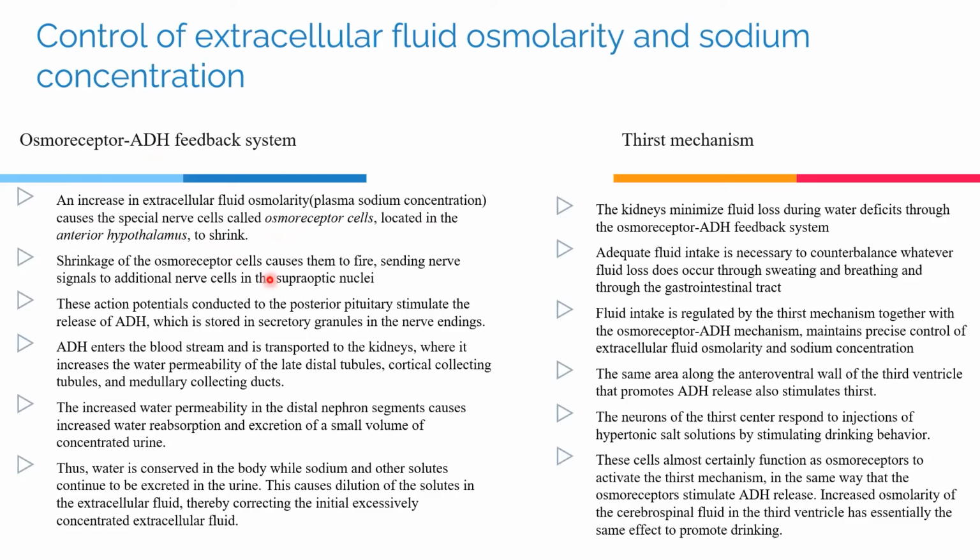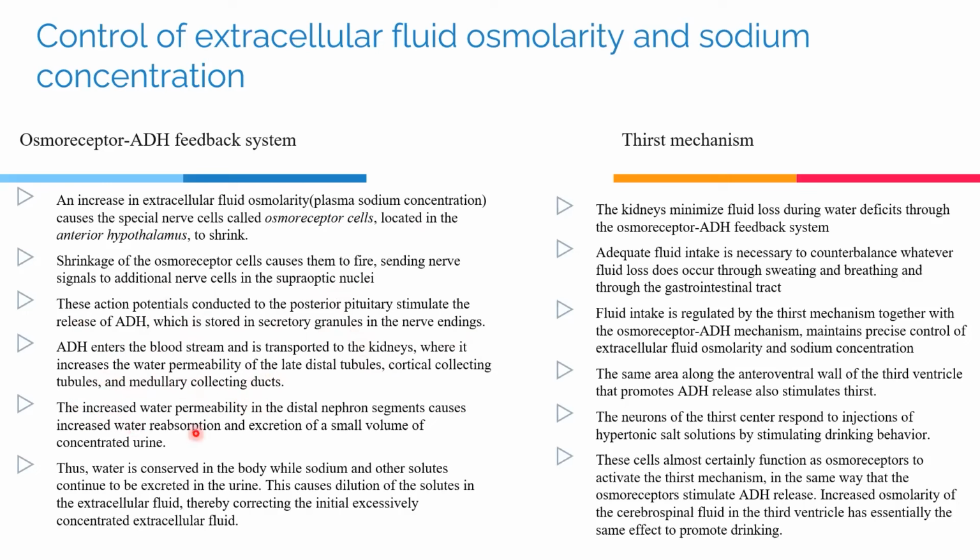The shrinkage of osmoreceptor cells causes them to fire, sending nerve signals to additional nerve cells in the supraoptic nuclei. This action potential conducted to the posterior pituitary stimulates the release of ADH, which is stored in the secretory granules in the nerve endings. ADH enters the bloodstream and is transported to the kidneys, where it increases the water permeability of the late distal tubules, cortical collecting tubules, and the medullary collecting ducts.